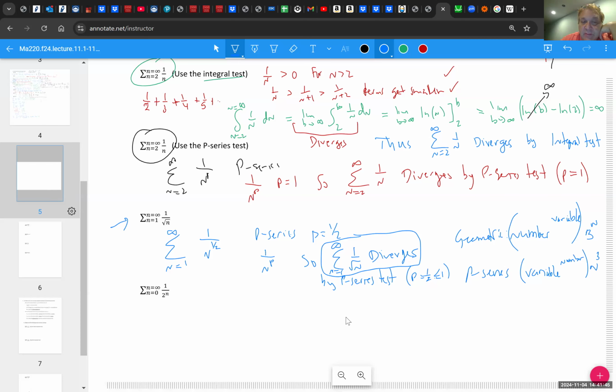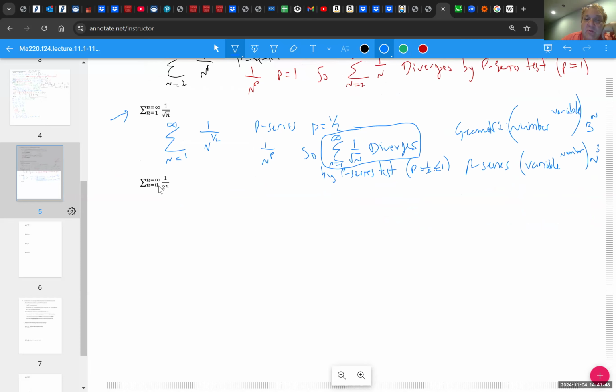All right. Next one on this page, last one on this page, 1 over 2 to the n. So this is not a p-series because a p-series is a variable to a number, and this is a number to a variable. So this is essentially a geometric series. So this is really geometric. And we can write this as 1 over 2 to the n, and that would fit our geometric series format.